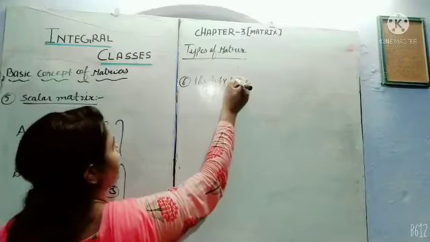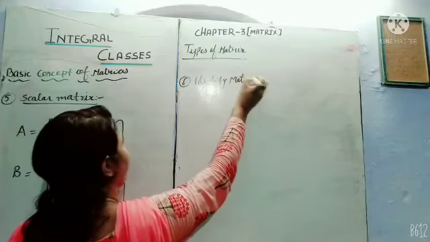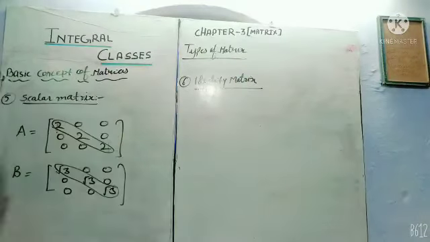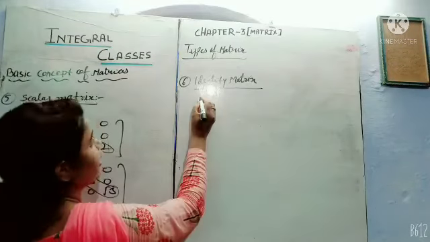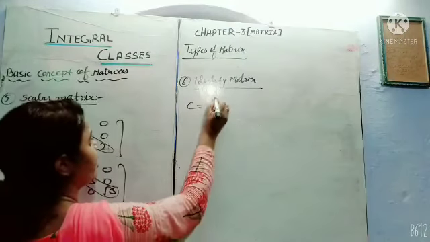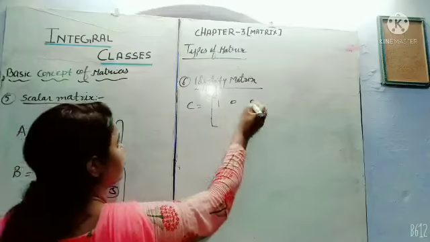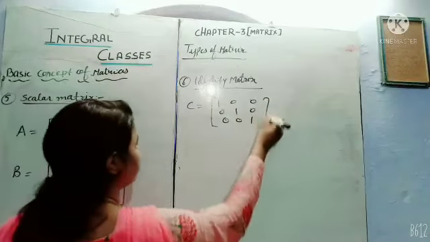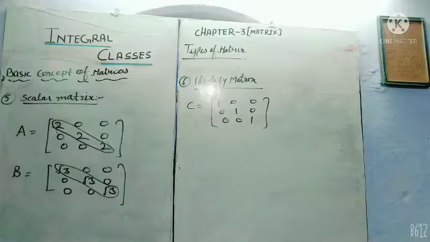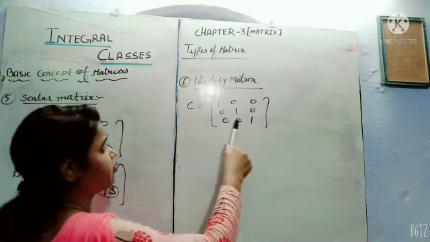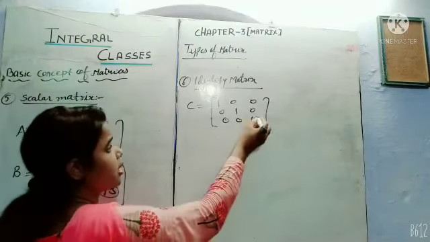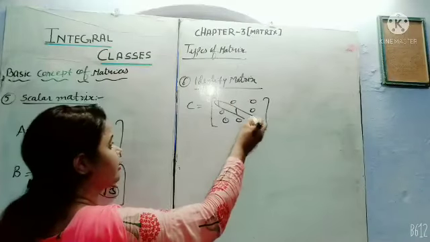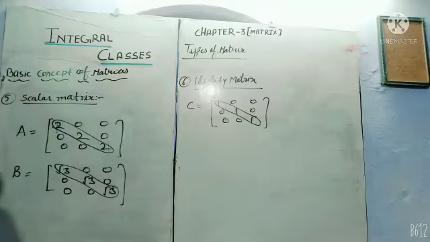Identity matrix. In an identity matrix, student, again we will consider a square matrix, but its diagonal elements are always 1. Its diagonal elements are always 1. So this type of square matrix is called an identity matrix.